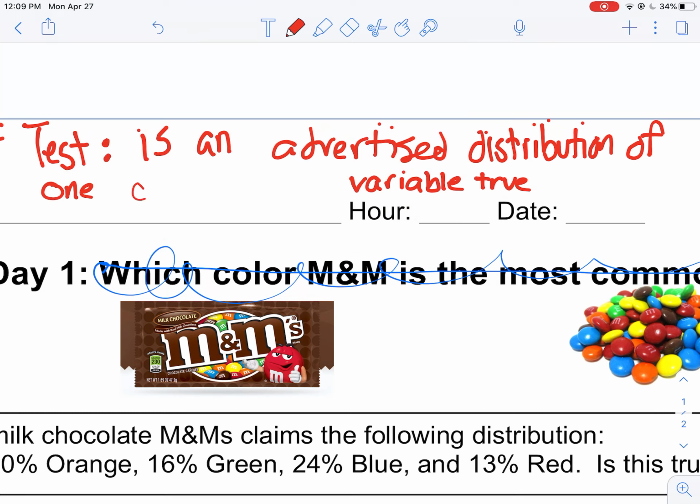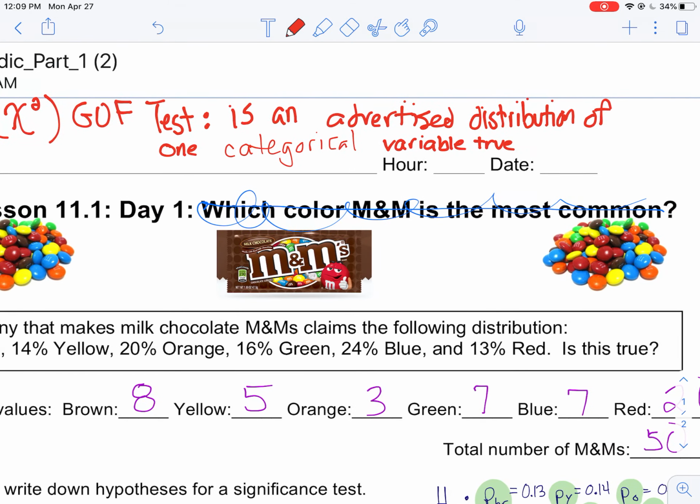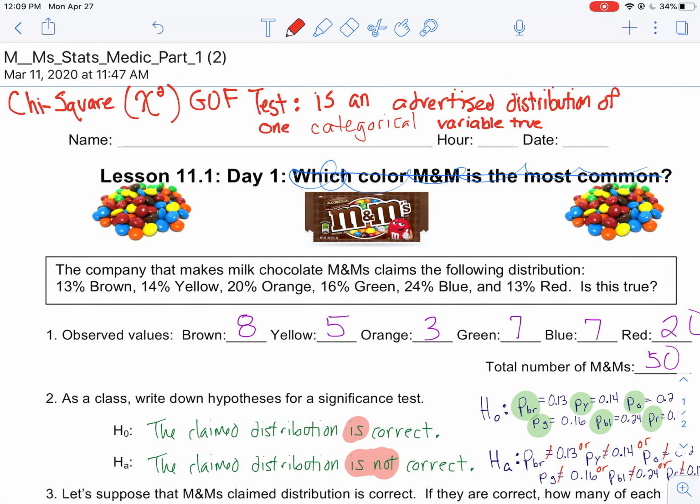So we're looking at our data, and we're trying to generalize it to a population. We're looking at one category that has to do with that population. In this case, with the M&Ms, we're looking at specifically color. That is our categorical variable. Now, there are other tests for multiple categorical variables, but we're just focusing on the one. And if you're dealing with one categorical variable, trying to prove it's true, you've got yourself a goodness of fit test.